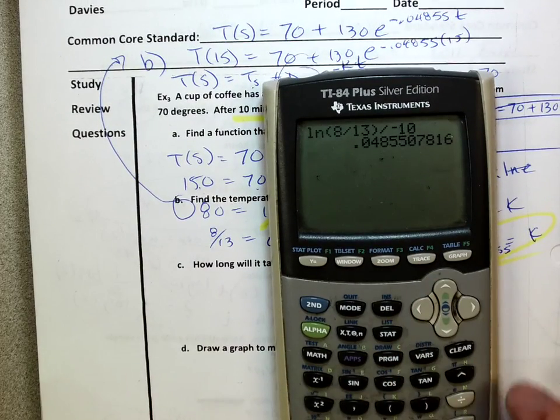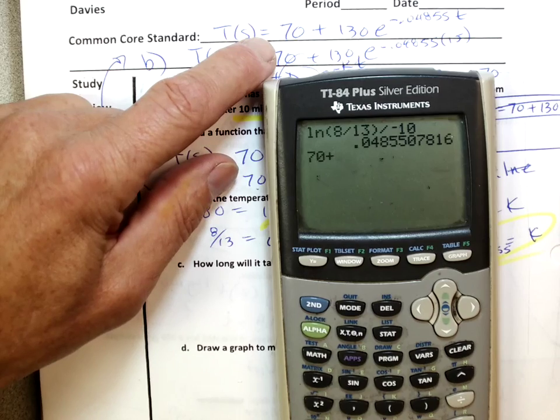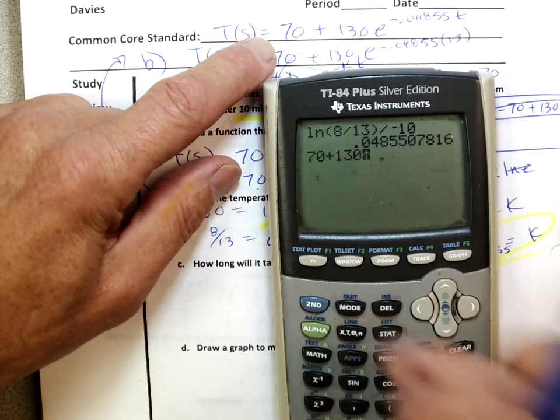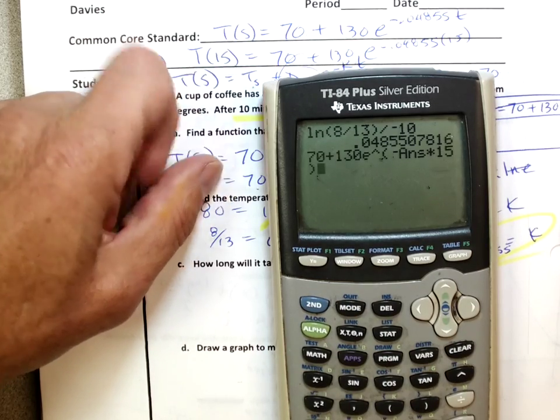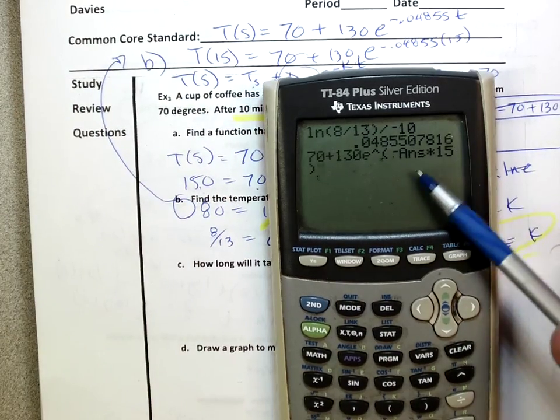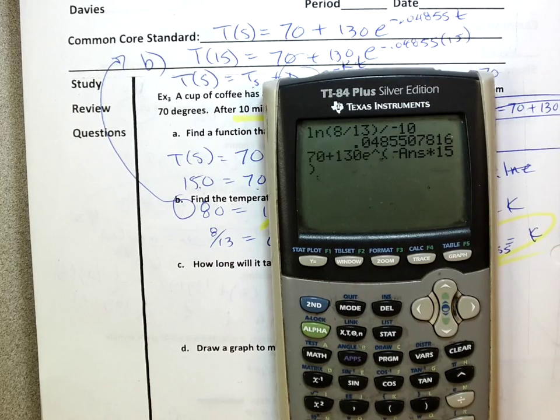I'm going to do my 70 plus 130. I'm going to use my E button, and I'm going to use the negative answer times 15. Okay, check it out. By using the answer button, I've got this entire decimal. Talk about accuracy. That's pretty good accuracy, right?